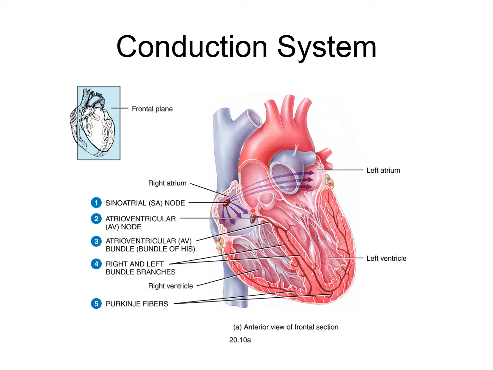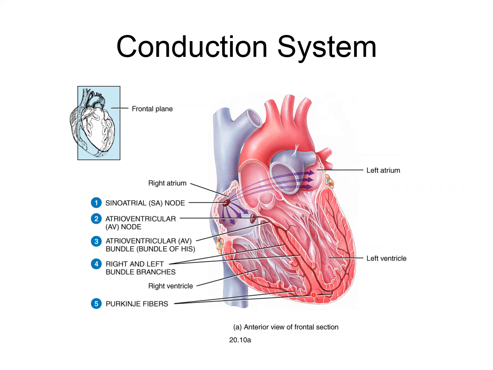The atrioventricular node gives rise to the atrioventricular bundle, the bundle of His, which runs in the septum of the heart, the wall that is present between the left and right parts of the heart. Inside the septum, these bundles divide into right and left bundle branches, and then they give rise to smaller branches.